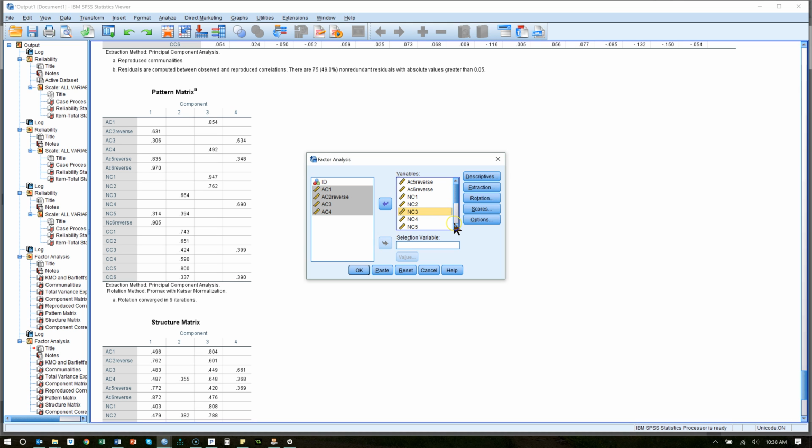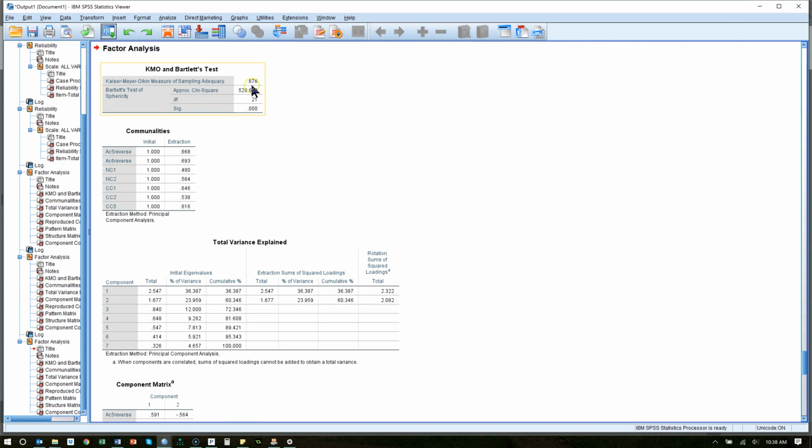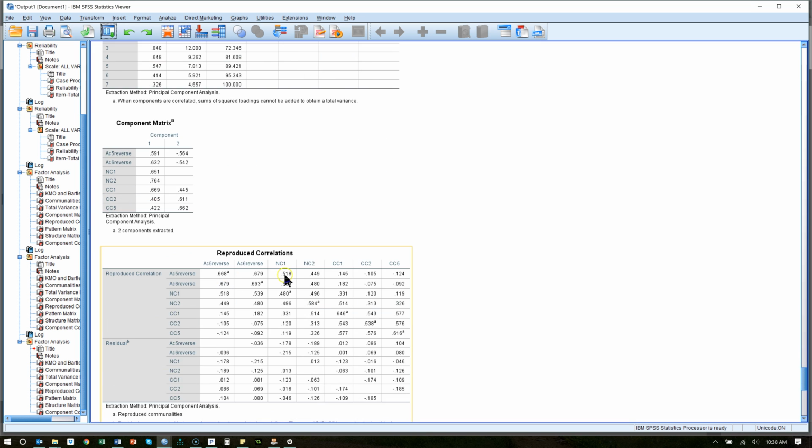NC 1 and 2 is what we're keeping. We're going to get rid of the rest of the NC. And then CC, we were talking about maybe 1 and, I'm going to do 1, 2, and 5 is what we'll keep for CC. So get rid of 3, 4, and 6. And let's just see what happens. Terrible, middling KMO. Nothing terrible here. We are explaining 60% of the variance, but look, we only have two factors extracted.